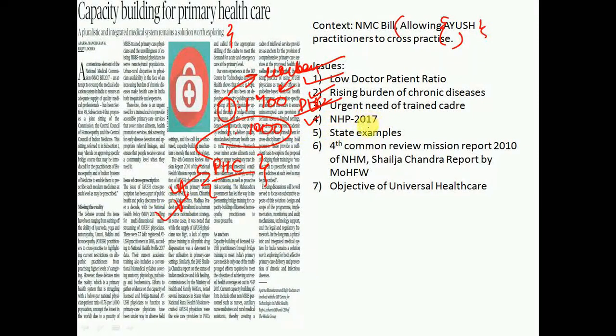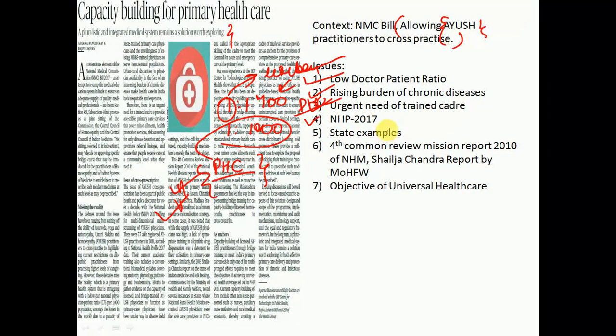Now, as I mentioned before, the calls for this policy have been given by various experts and various committees. For example, the National Health Policy of 2017 also called for this. It said that there is a need for a multi-dimensional mainstreaming of Ayush professionals. And it also gave a figure that there are at present 7.7 lakh registered Ayush professionals, and they can plug a huge gap in the healthcare system.